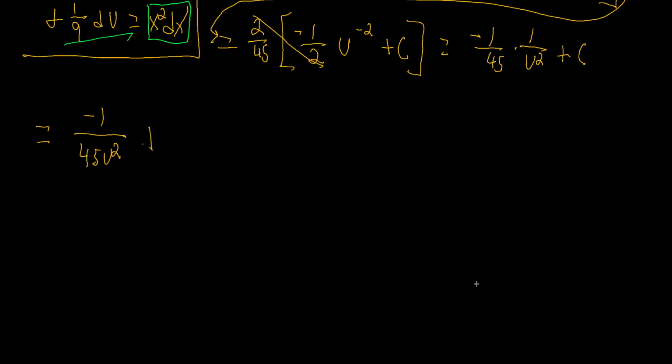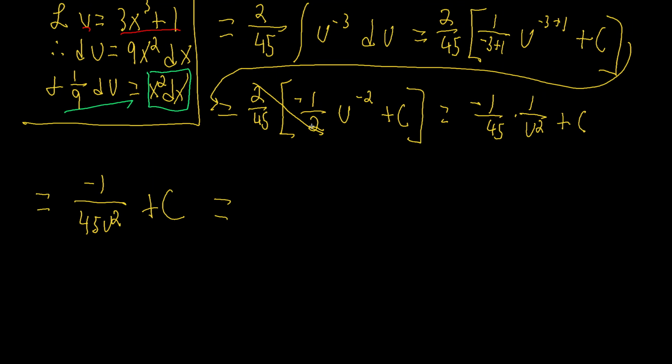Plus c. And that equals, well, what was u? u is just 3x squared plus 1. So this will be -1 over 45 times, and then instead of writing u, write what u was, 3x squared plus 1. And remember, u was squared, so this is still squared, plus c. And that's your answer. That is the integral.